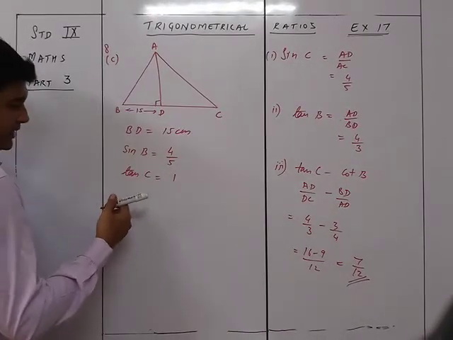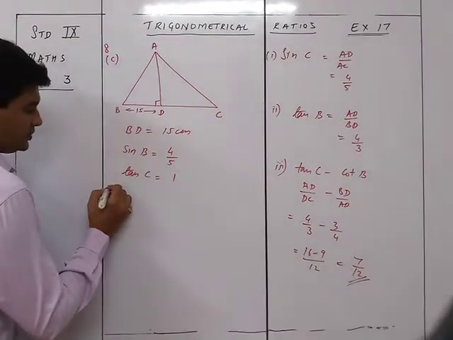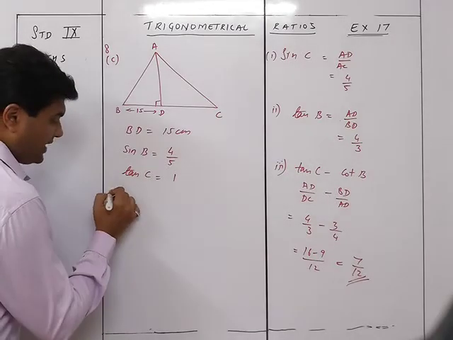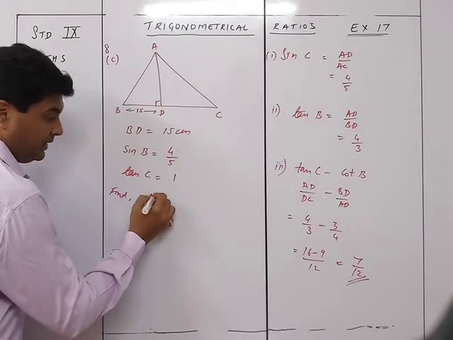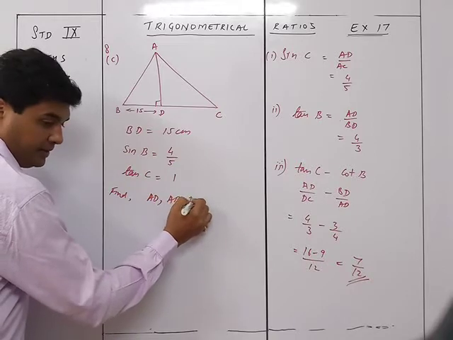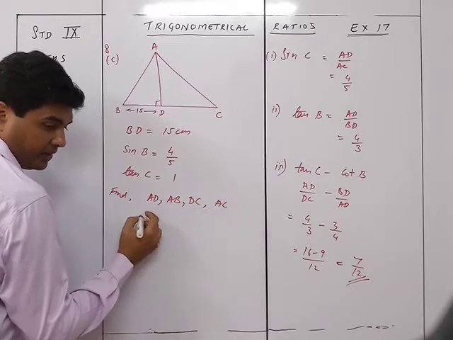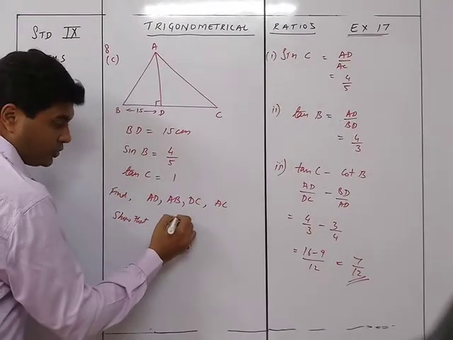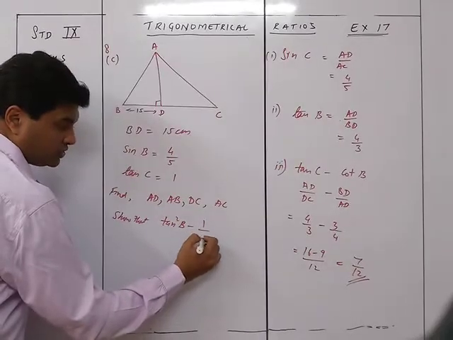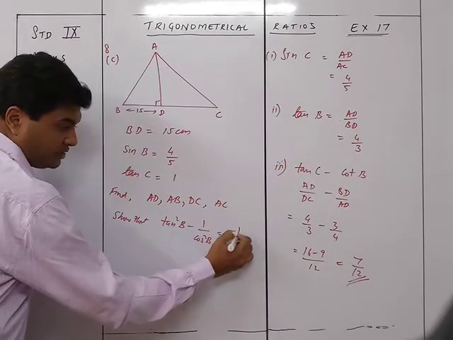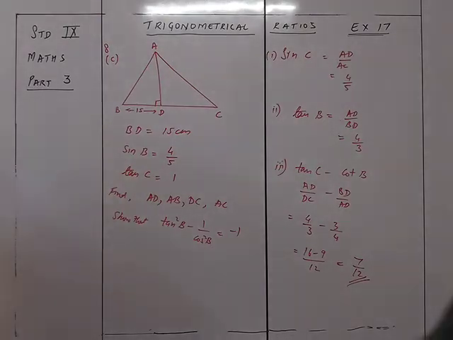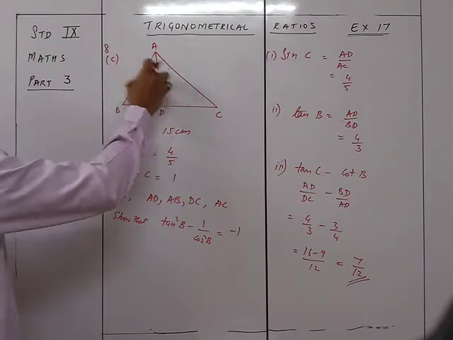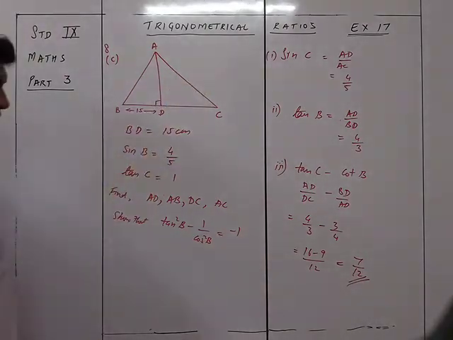So according to this, first of all you need to find AD, AB, DC, AC, and also show that tan square B minus 1 upon cos square B is equal to minus 1. So let's start one by one. We know that this is 15. You need to find out AD, AB, DC and AC, all four of them, right?